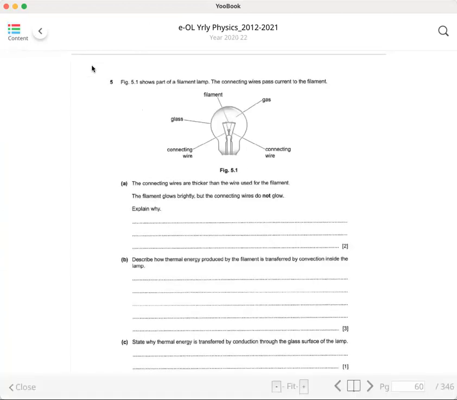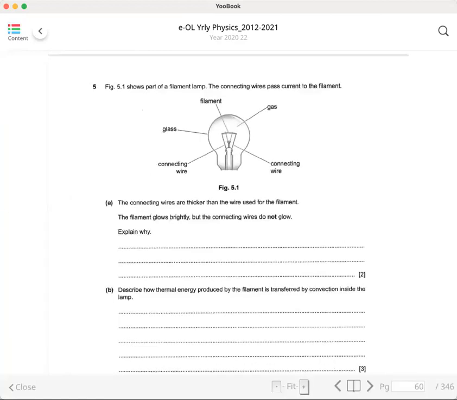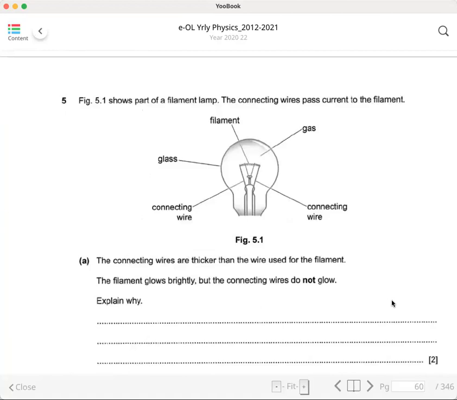Okay, let's do question number 5A. I want all of you to type up. It's a 2 mark question. Give me your answer in 2 minutes. If the connecting wire is thicker than the wire used in the filament, the filament glows brightly, but the connecting wires do not glow. Why?